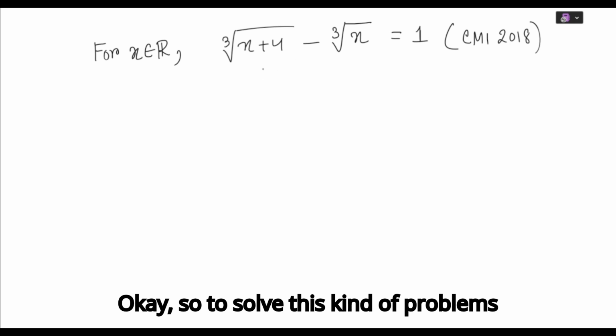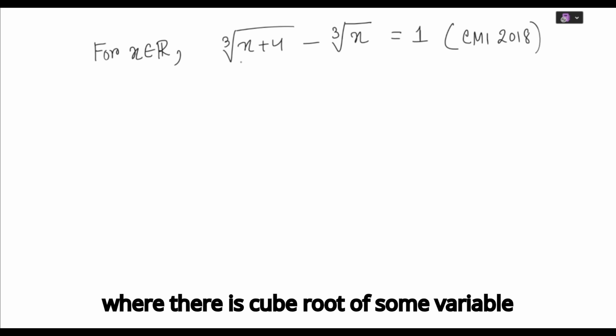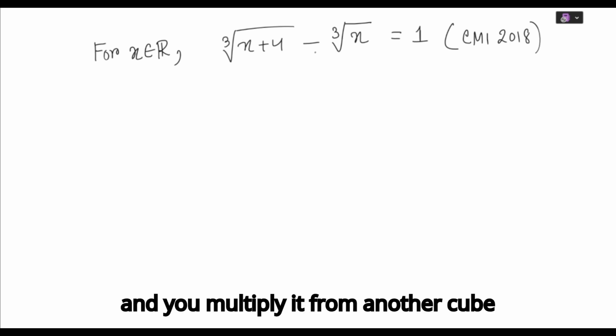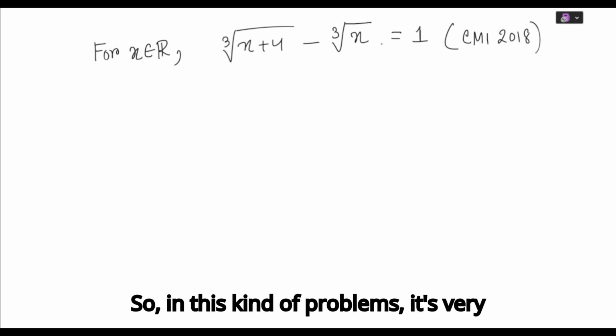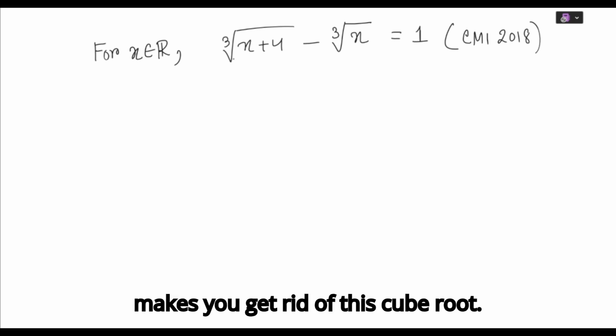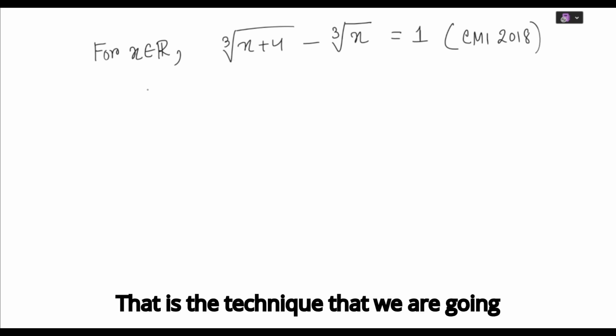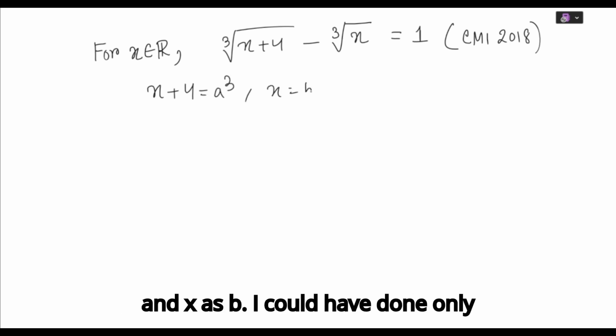Okay, to solve this kind of problem, you might have seen these a lot, where there is a cube root of some variable and you multiply it with another cube root and then the answer is some integer. In this kind of problem, it's very necessary to assume something which makes you get rid of this cube root. That is the technique we are going to use here. We will assume x plus 4 as a cube and x as b cube.